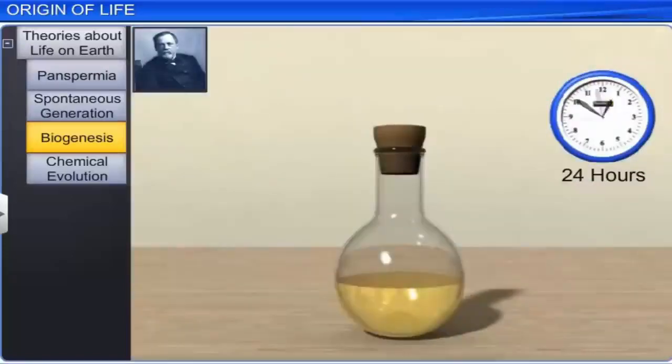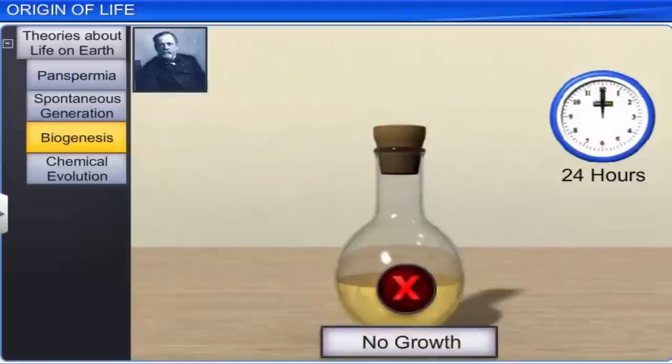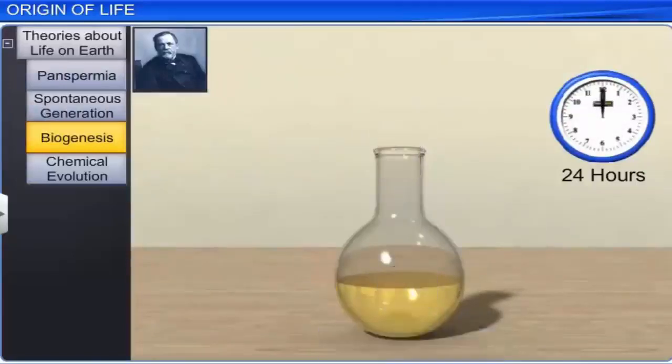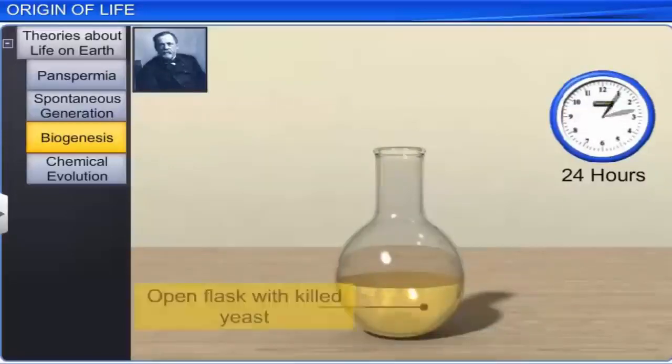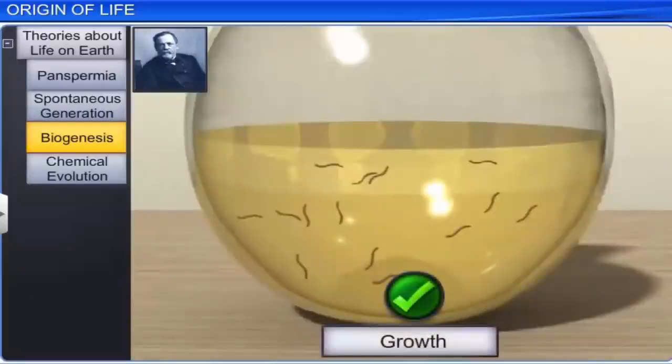In his experiment, he used pre-sterilized sealed flasks with killed yeast. These flasks did not show any signs of life. On the contrary, in another flask, he exposed killed yeast to air. Surprisingly, living organisms were found in this flask.